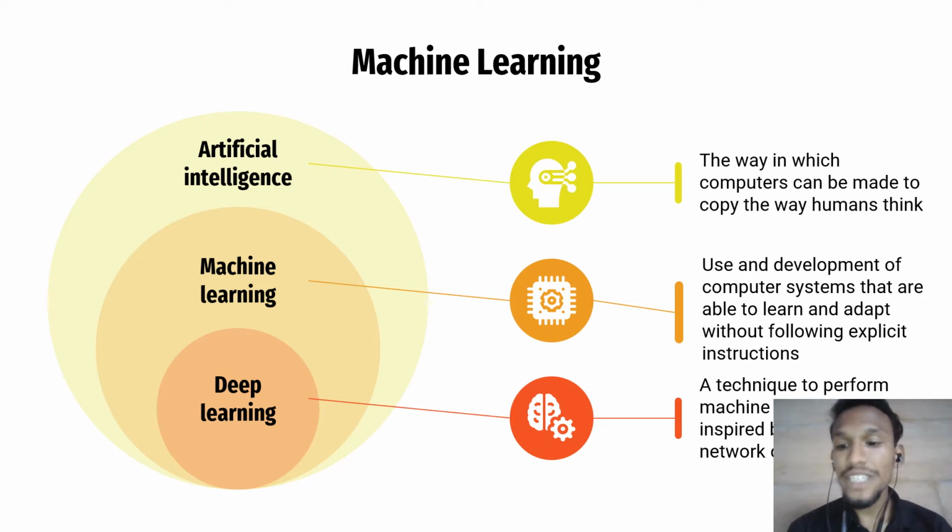Artificial intelligence is the superset. Artificial intelligence includes machine learning and machine learning includes deep learning. Artificial intelligence is the way in which computers can be made to copy the way humans think. Machine learning is used in the development of computer systems that are able to learn and adapt without following explicit instructions. Deep learning is a technique to perform machine learning inspired by our brain's networks of neurons.